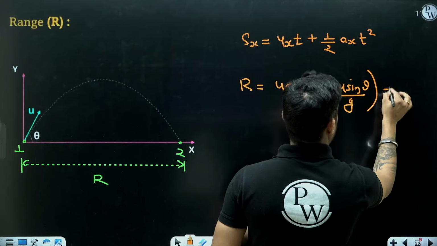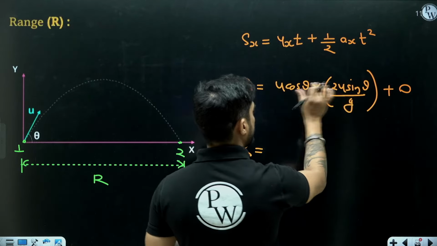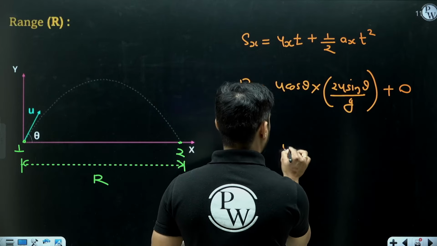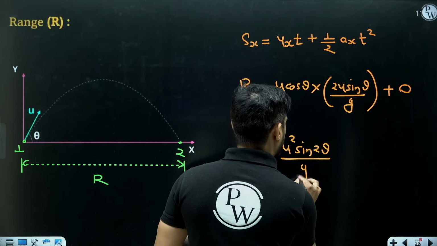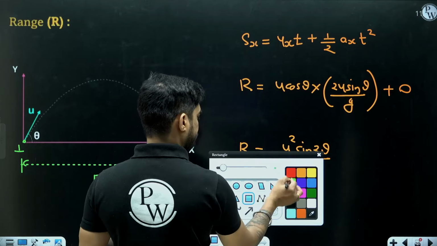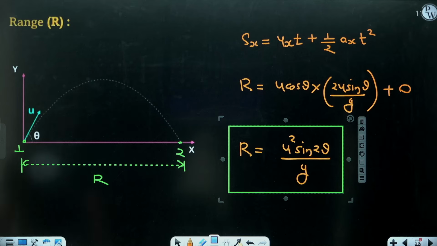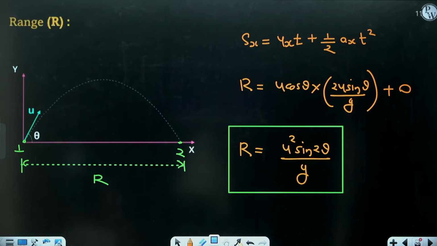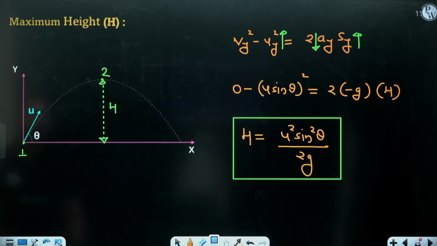And what is ax? 0. So r will be equal to u square into 2 sin theta cos theta, which is sin 2 theta. So it will be u square sin 2 theta divided by g. This is the range. Okay. So we have found the time of flight, maximum height and range.